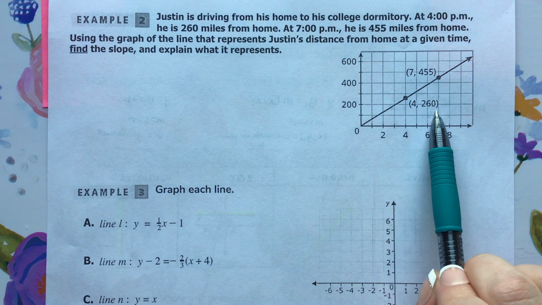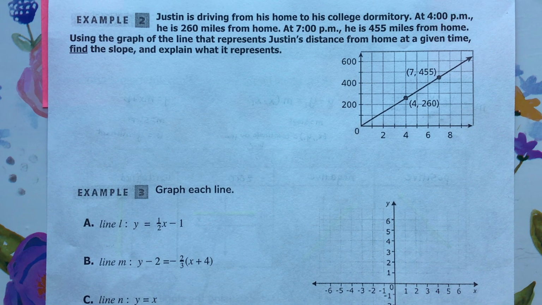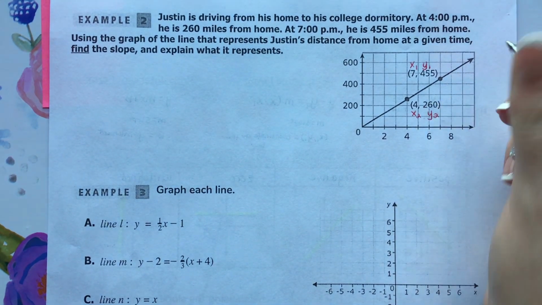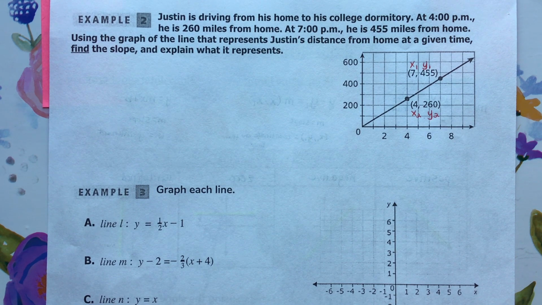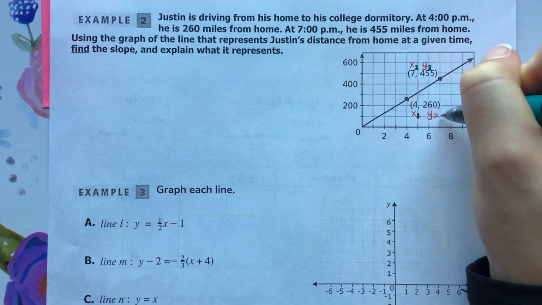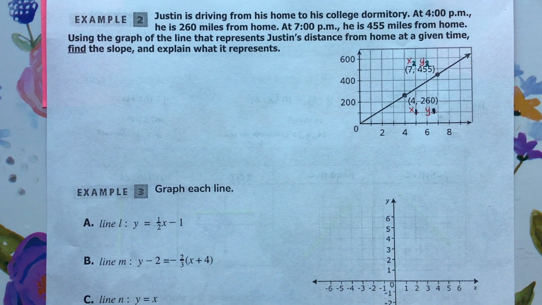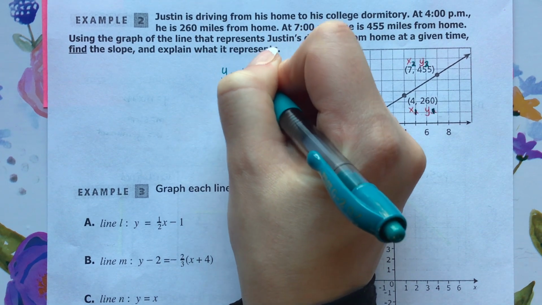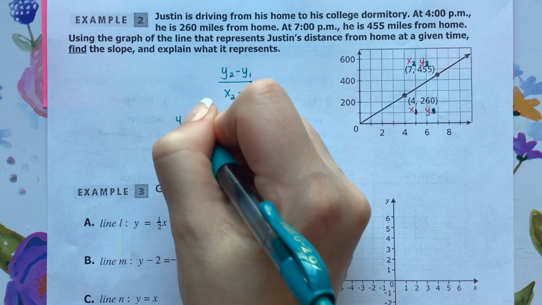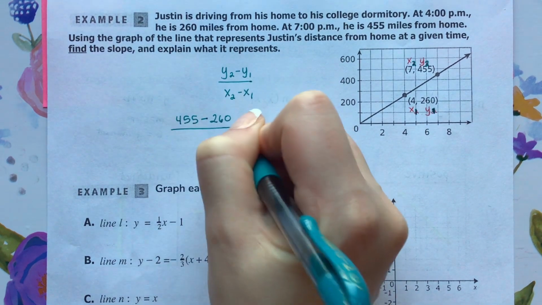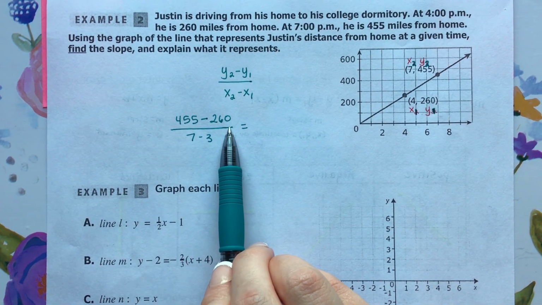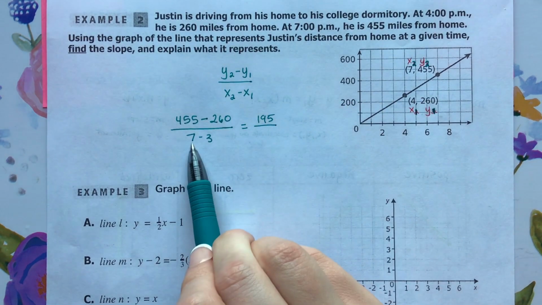So my coordinates here are x1, y1, x2, y2, or however you really want to label it. I'm going to do x1, y1, x2, y2 like this. I actually did it backwards the way I wanted it, so I'm going to do 2 and 2 and 1 and 1. There we go. So then I can have positive numbers. I need to calculate the slope, so that's y2 minus y1 over x2 minus x1. So that's going to be 455 minus 260 over 7 minus 3. When I take 455 minus 260, I get 195 over, and then 7 minus 3 is 4.